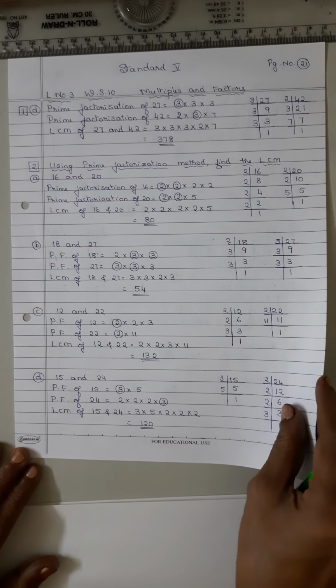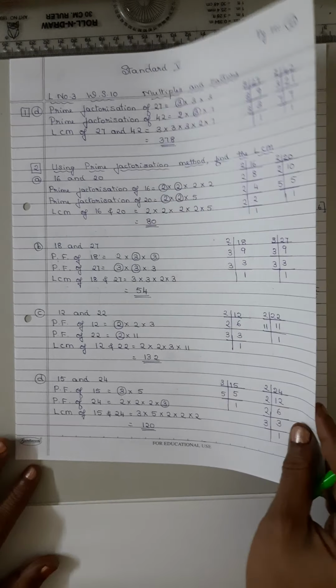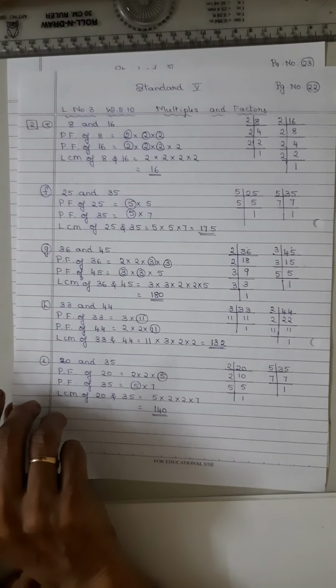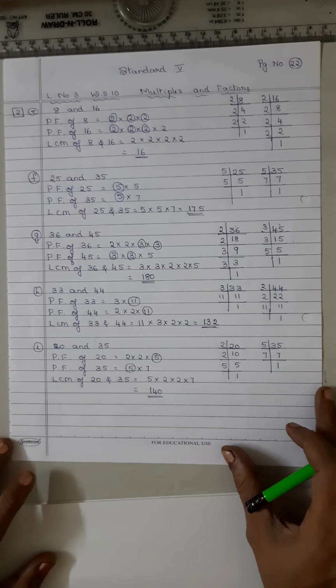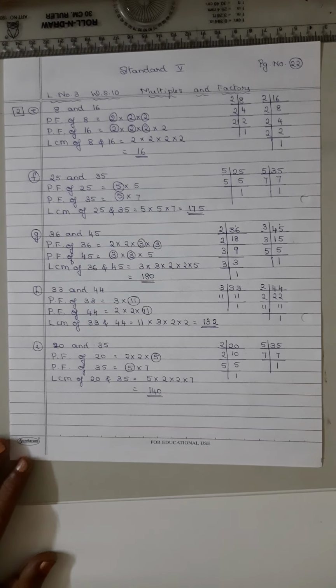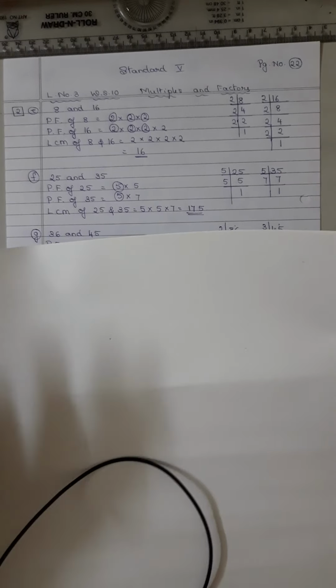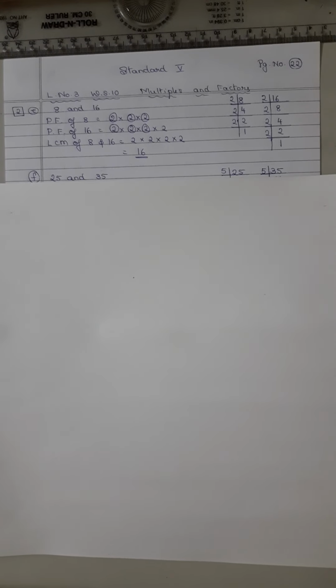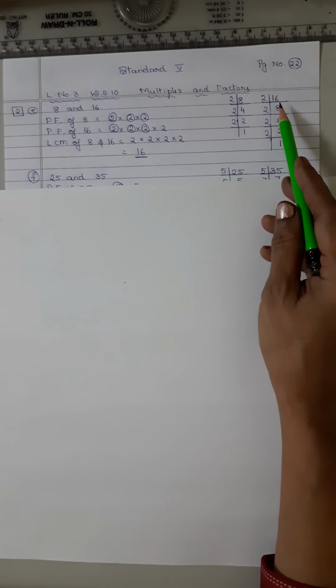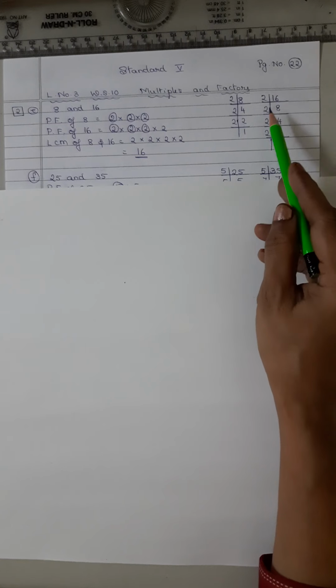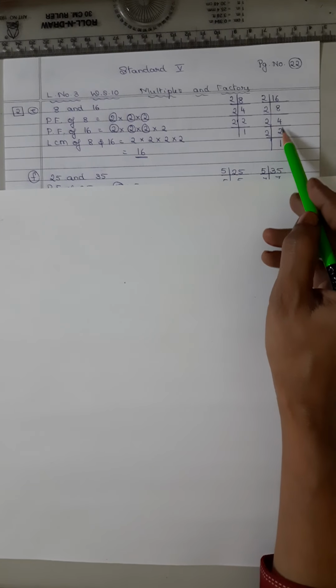So we have completed second question up to D. Now coming to second question E. It's 8 and 16. So 8 is an even number, so start with 2. 2 4s are 8, 2 2s are 4, 2 1s are 2. 16: 2 8s are 16, 2 4s are 8, 2 2s are 4, 2 1s are 2.